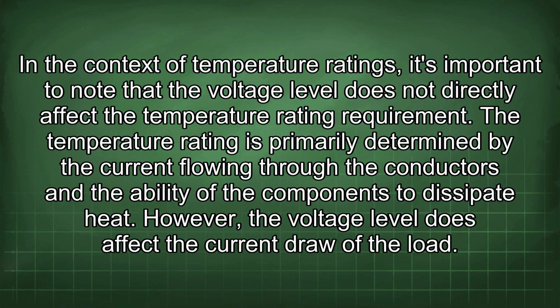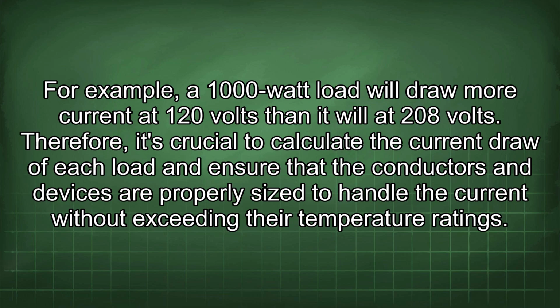In the context of temperature ratings, it's important to note that the voltage level does not directly affect the temperature rating requirement. The temperature rating is primarily determined by the current flowing through the conductors and the ability of the components to dissipate heat. However, the voltage level does affect the current draw of the load. For example, a 1000 watt load will draw more current at 120 volts than it will at 208 volts. Therefore, it's crucial to calculate the current draw of each load and ensure that the conductors and devices are properly sized to handle the current without exceeding their temperature ratings.